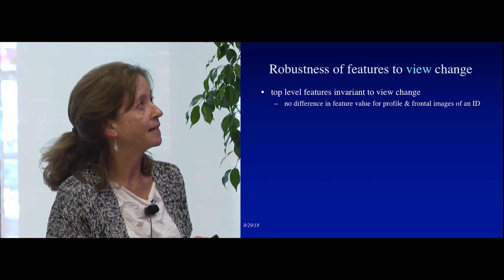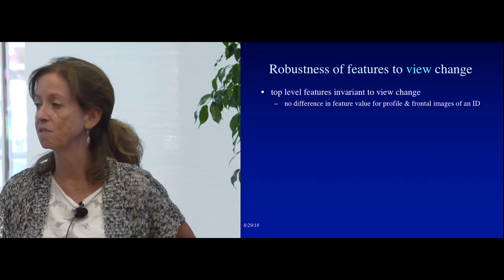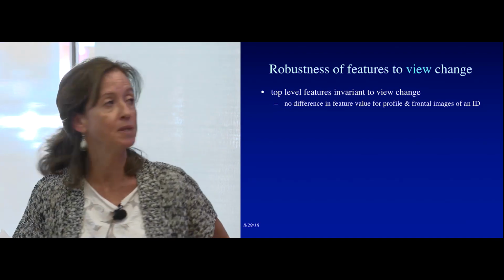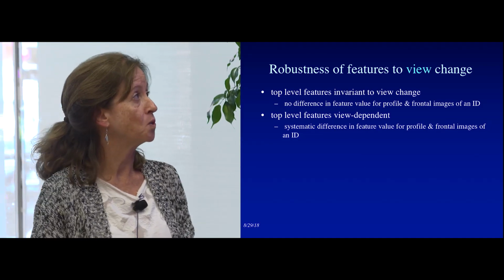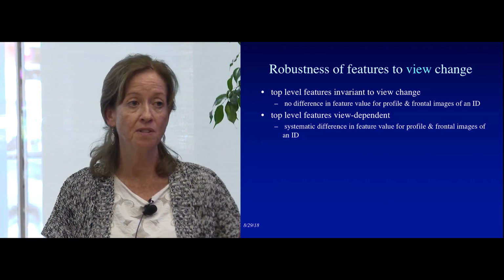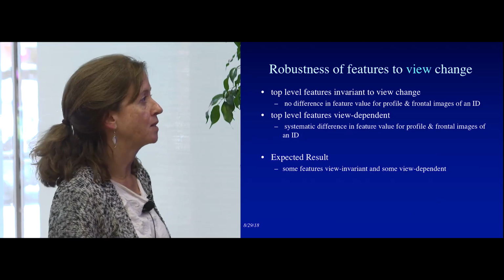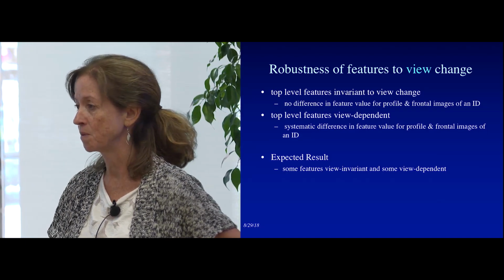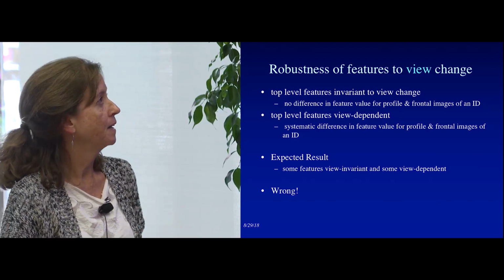So we reasoned that top-level features invariant to view change should give the same feature value regardless of whether a profile or a frontal image comes in. Conversely, top-level features that are view-dependent should show systematic differences in feature values as a function of profile versus full. So our expected result was that some of our features would be view-tuned and some would not be. And we were wrong about that, too.